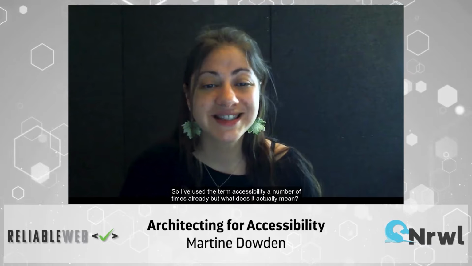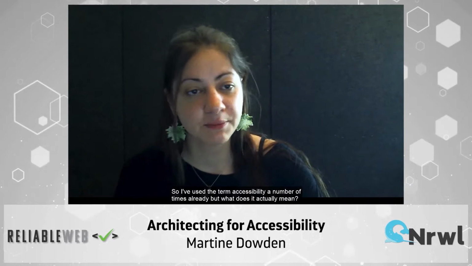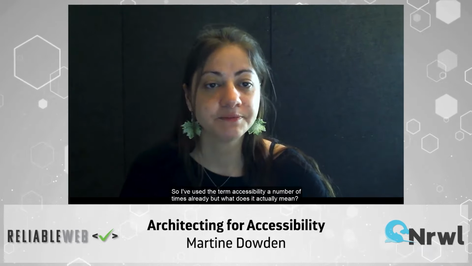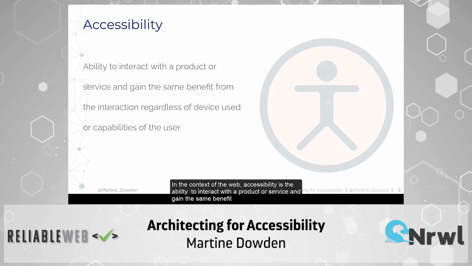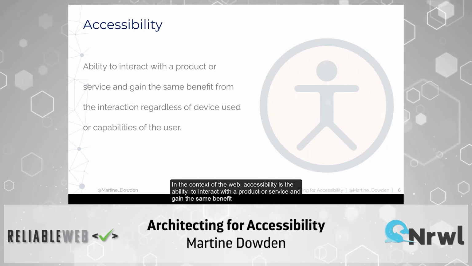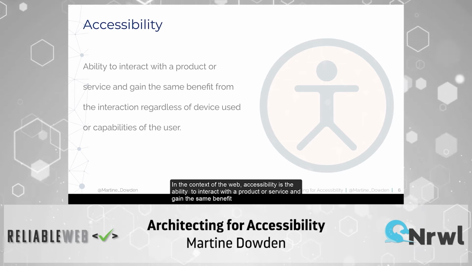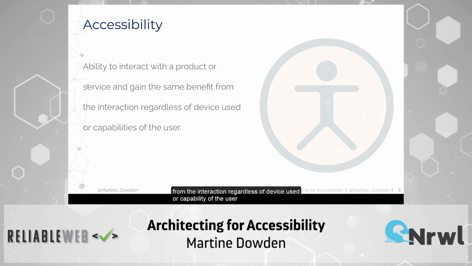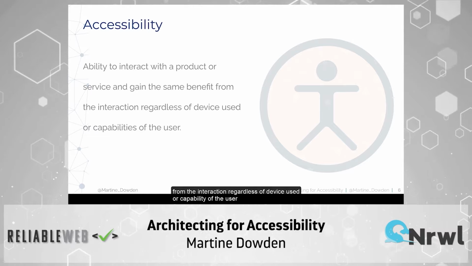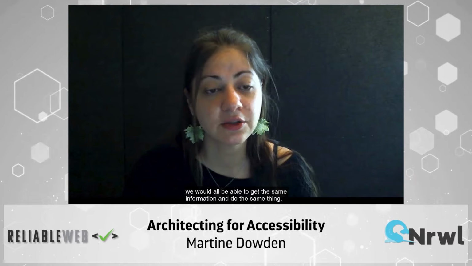So I've used the term accessibility a number of times already, but what does it actually mean? In the context of the web, accessibility is the ability to interact with a product or service and gain the same benefit from the interaction regardless of device used or capability of the user. That's a tall order. Essentially, it says that no matter who uses any device, we should all be able to get the same information and do the same thing.